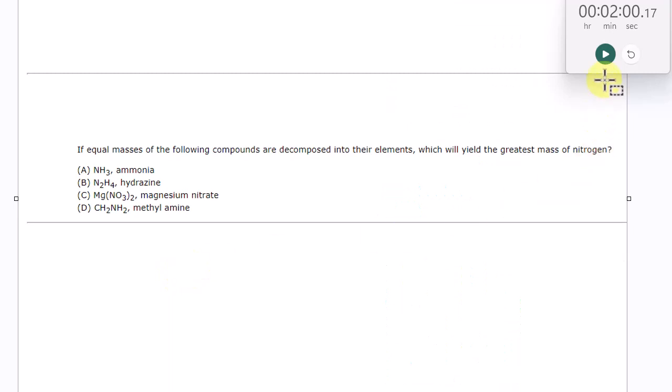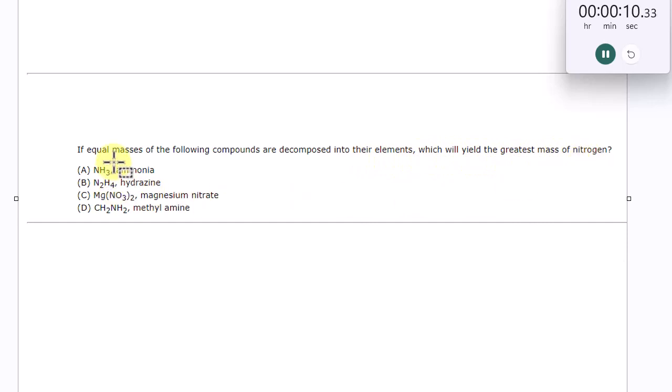Here's our question. I've got a timer. I'm going to reset it. I'm going to, in this case, read it. And instead of using silicon to answer these questions, I'm going to use some thinking. I can use my brain. Say, I want to answer this quickly and efficiently. So let me get my timer going here. There, we'll get it down to 100th of a second. If equal masses of the following compounds are decomposed into their elements, which will yield the greatest mass of nitrogen?